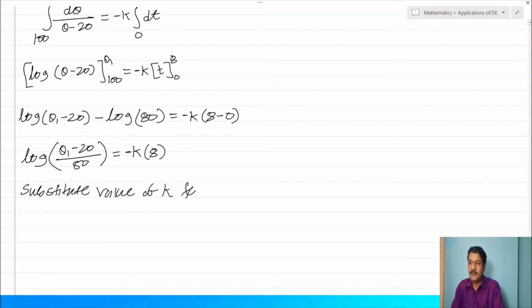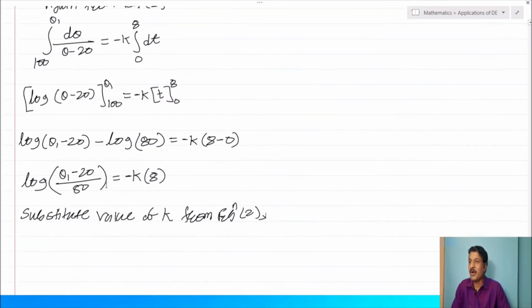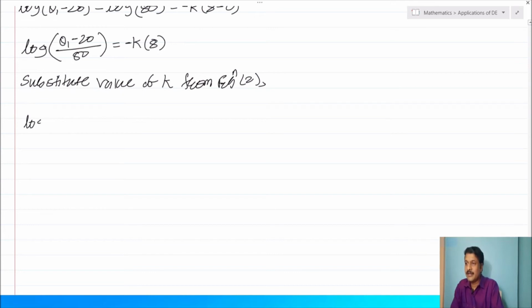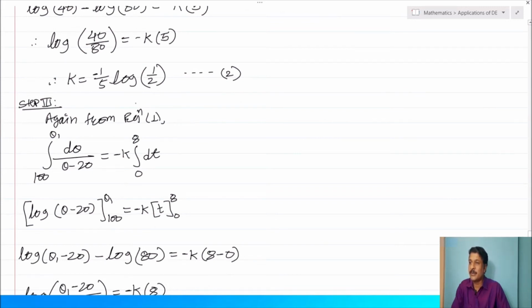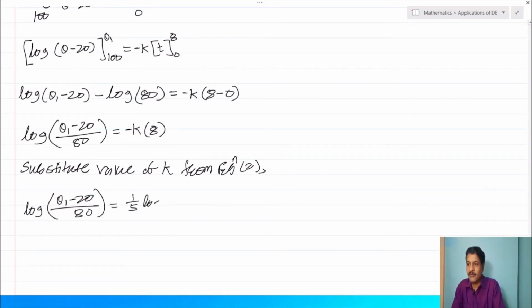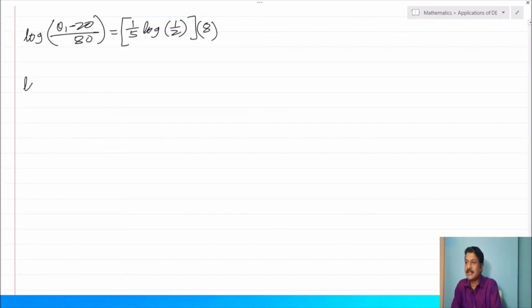So the value of k from equation 2. What is the value of k here? The value of k is minus 1 by 5 log 1 by 2. So the left hand side, log of theta 1 minus 20 upon 80, is equal to minus k. Here k is equal to minus, so I want minus k, it will be plus 1 by 5 log of half. So 1 by 5 log of 1 by 2 is the value of k, and whole into 8. So I can write log of theta 1 minus 20 upon 80 equal to 8 by 5 log of 1 by 2.